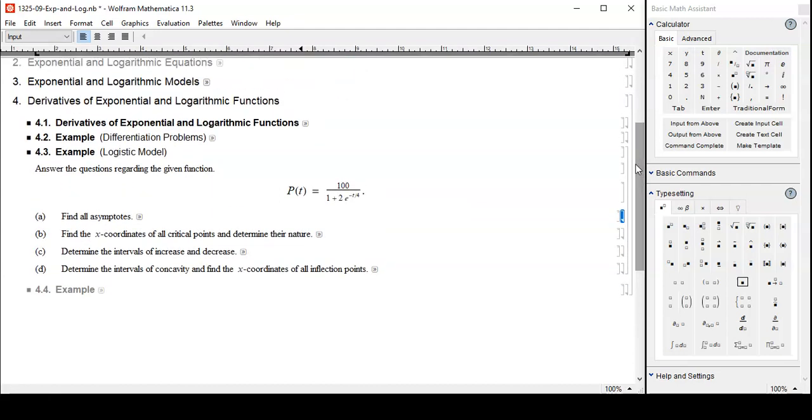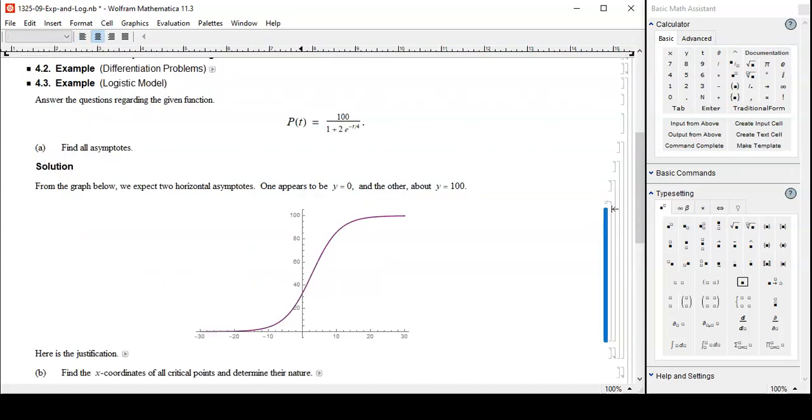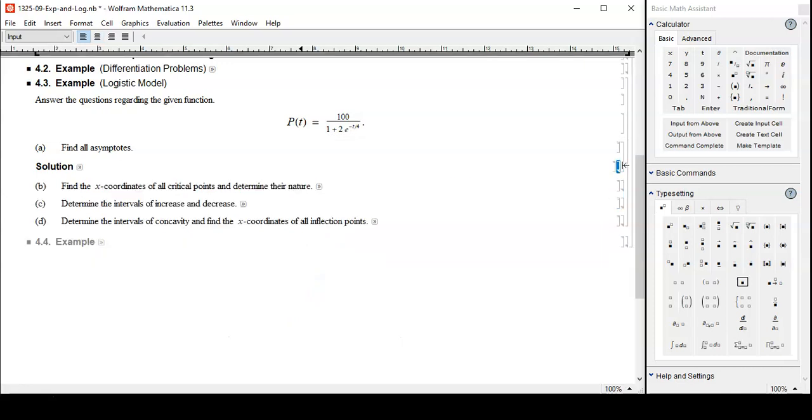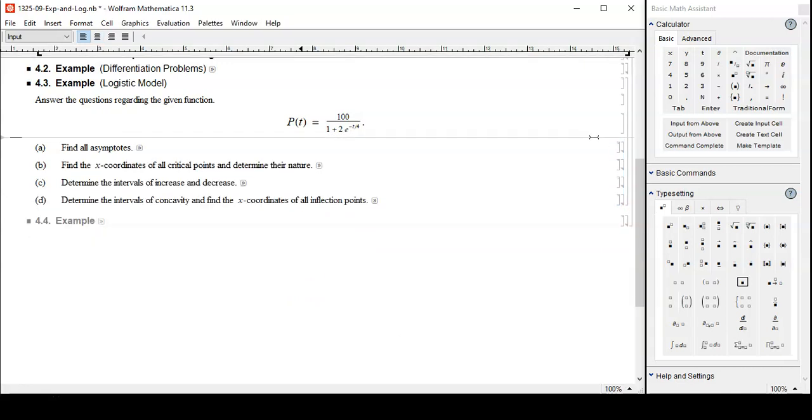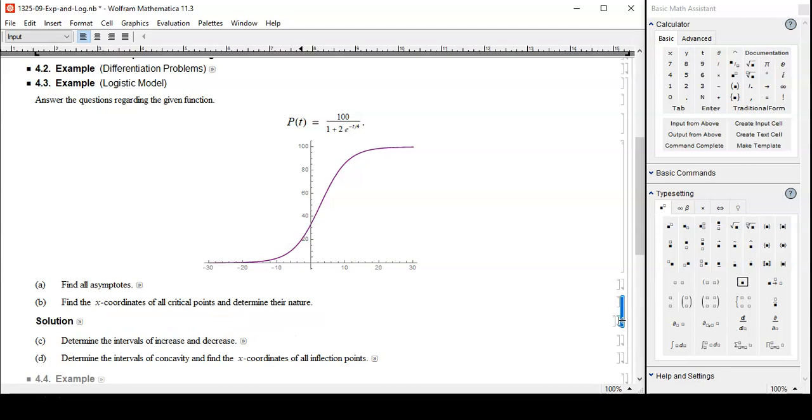Next, find the x-coordinates of all critical points and determine their nature. Well, let's go back to the graph again. Do you expect any critical point at all? Any local maximum or local minimum? Nothing like that, right? Here, this is just an asymptote, another asymptote, so this is not really hitting a horizontal tangent. So I do not expect any critical point at all. Let's check. Take the derivative, set it equal to 0, and I expect no solution.